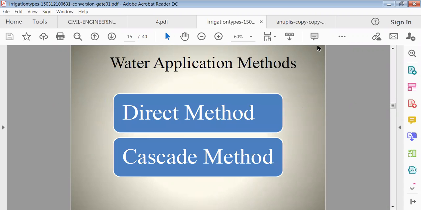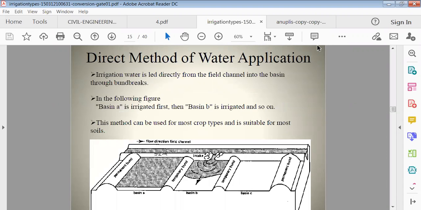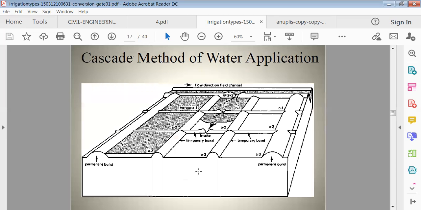Here the water application method is mainly through the direct method or the cascade method. Of course, again, basin irrigation, here you can see the direct method. Direct method is the direct flow of the water, that is, irrigation water is led directly from the field channel to the basin through the bund breaks. See here, these are all permanent bunds at the end. This is the temporary bund. So through the bund like this, the water is being supplied to the basin. Then this is the cascade method, which means initially it is led to B1, then B2, then B3. So this is called the cascade method.